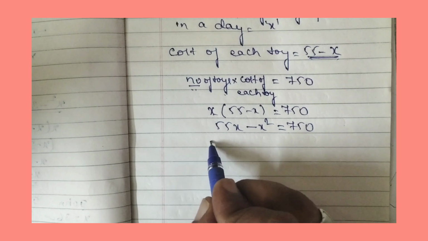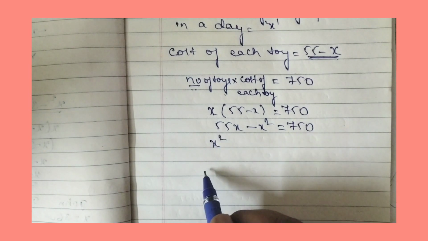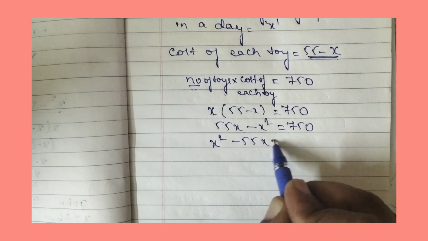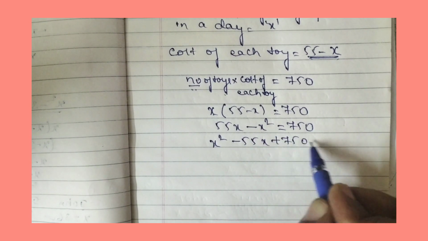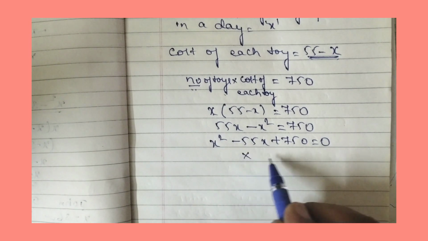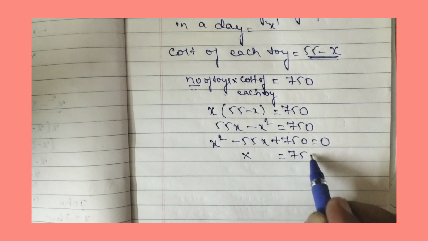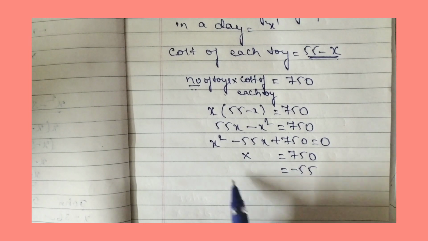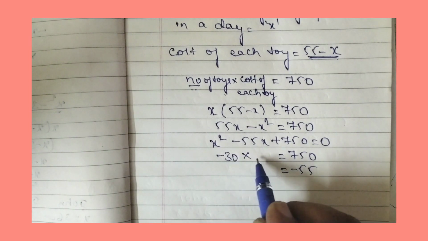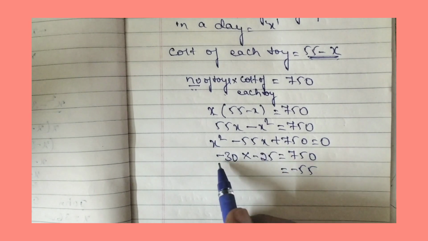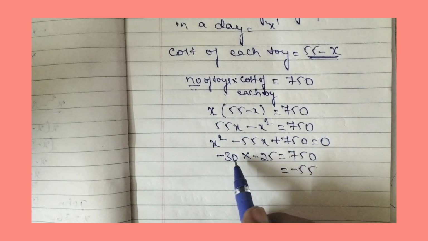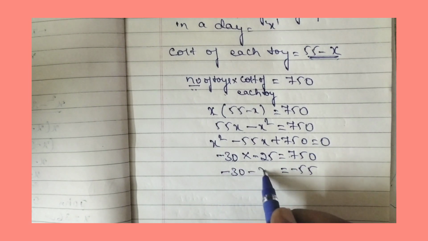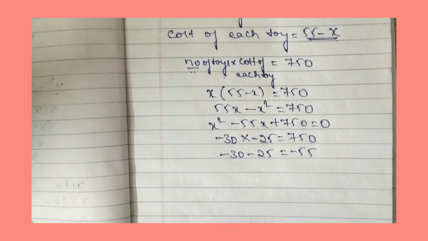So if we shift this to the other side, minus x square becomes plus x square, plus 55 becomes minus 55x, then plus 750, which is equal to 0. If you multiply any two numbers, you have to get plus 750. If you add or subtract, you have to get minus 55. Then one is minus 30, another one is minus 25. Minus into minus is plus. 30 into 25 is 750. Minus 30 minus 25 is minus 55.